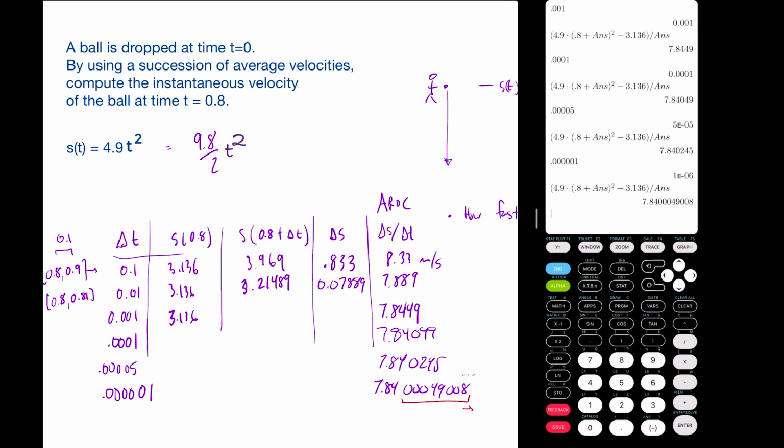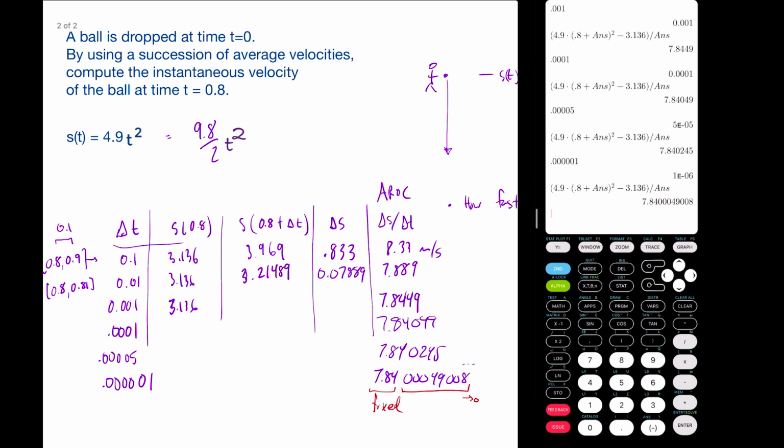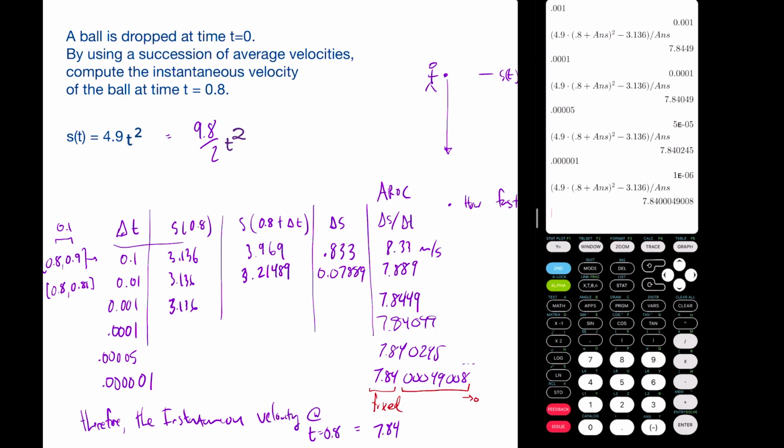That part there is going to 0, and this part right here is fixed. I think that we can therefore conjecture that the instantaneous velocity at time t equals 0.8 is equal to 7.84 meters per second. I think that process is really cool because it doesn't look at the beginning like there's much of a pattern up here, right? Especially in these first ones here, it's changing a lot. But once we get down to the small numbers, that's where it really starts to jump out.